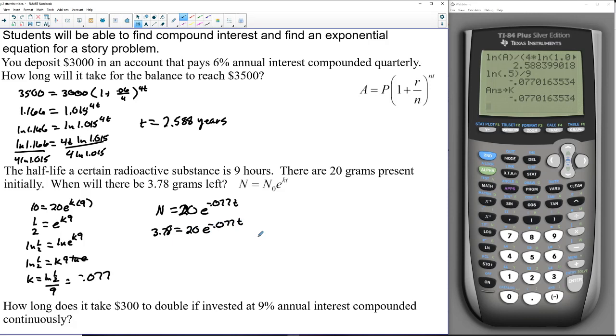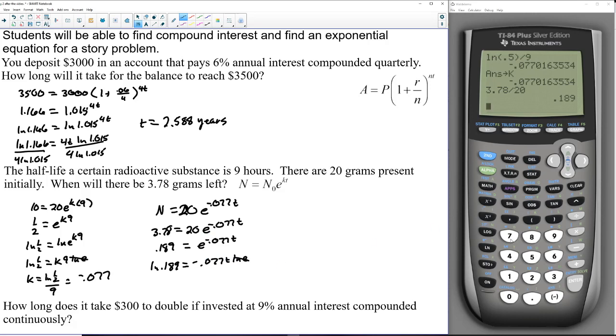We're going to divide by 20. So 3.78 divided by 20 is equal to 0.189. That's equal to e to the negative 0.077t. Let's take the natural log of both sides. And we can bring the power down in front. And then natural log e, but the natural log of e is 1.